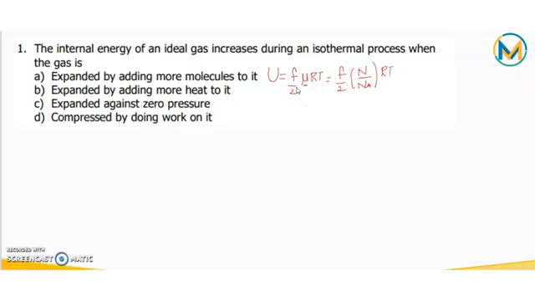Now looking at this equation, we can see that f/2, Na and R are constant. So we can say that internal energy U is directly proportional to number of molecules N and T, that is temperature. But the question is asked for an isothermal process. So we know that for isothermal condition, T is constant. And therefore in this equation, I can say that U is directly proportional to number of moles.